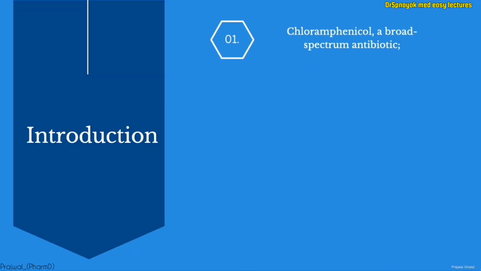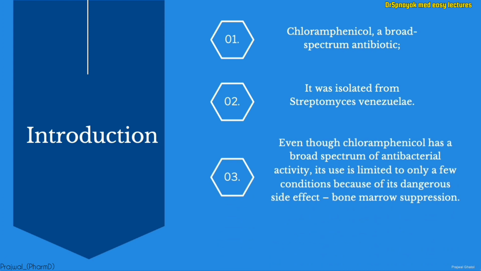Introduction. Chloramphenicol is a broad-spectrum antibiotic. It was initially obtained from Streptomyces venezuelae in 1947. It was soon synthesized chemically, and the commercial product is now all synthetic. Even though chloramphenicol has a broad spectrum of antibacterial activity, its use is limited to only a few conditions because of its dangerous side effect, bone marrow suppression.